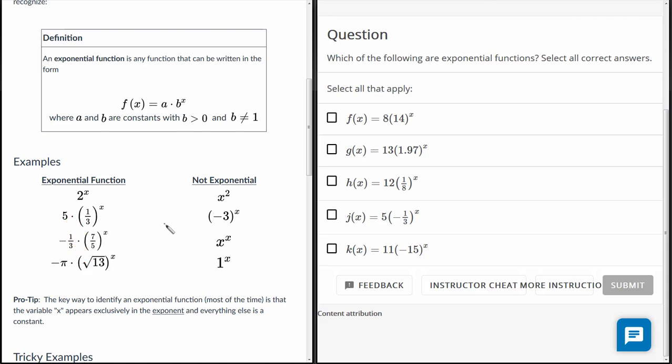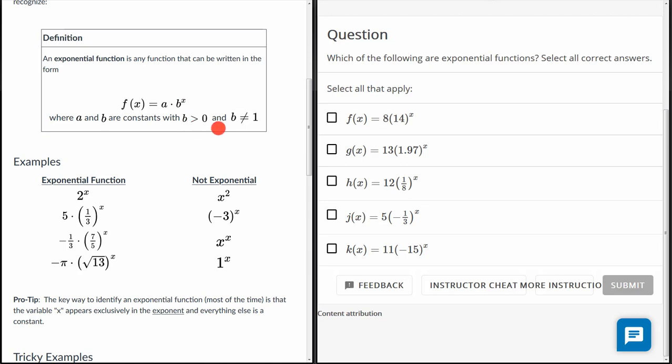But it's not a single function, it's a function that has certain characteristics. And so as a calculus student, you want to be able to recognize what those characteristics are. Algebraically speaking, an exponential function is one that looks like a constant a times a constant b raised to the x power.